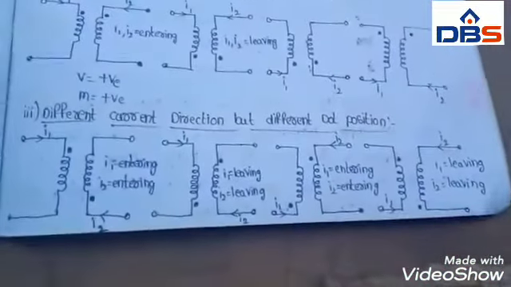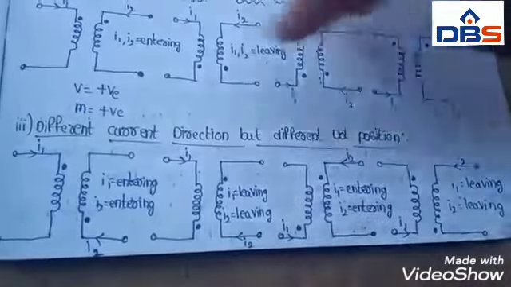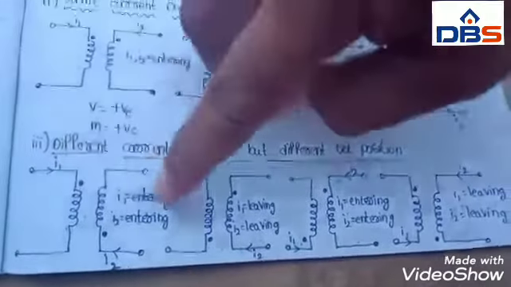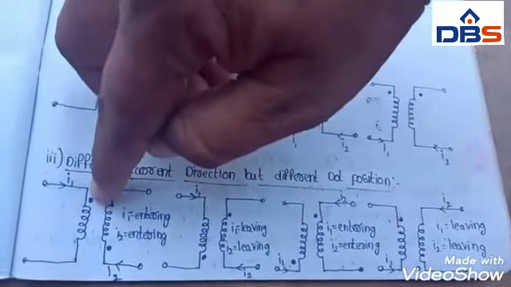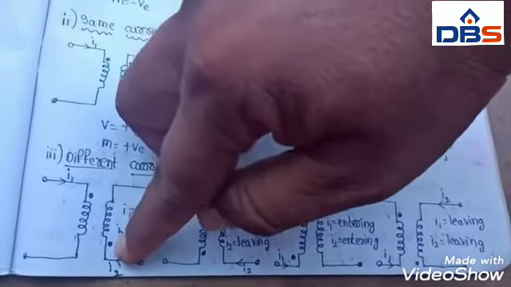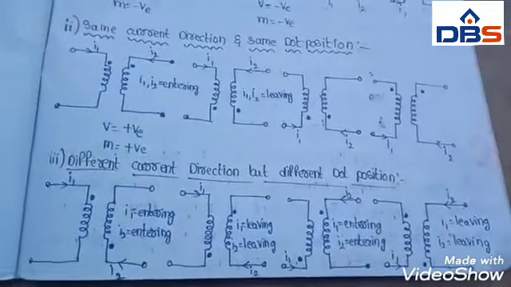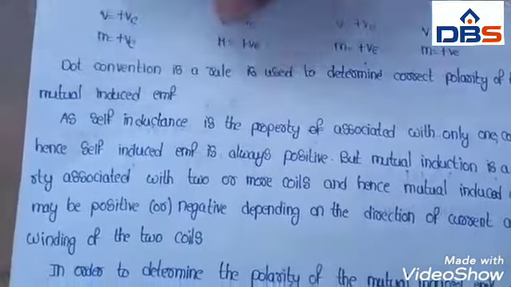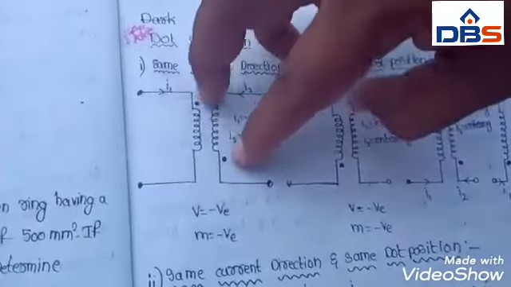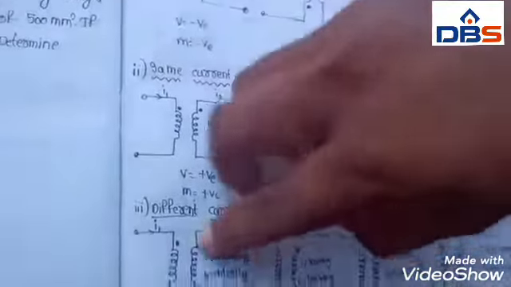The third one is different current directions but different dot positions. Coil 1 has incoming current and coil 2 has outgoing current, and the coil 1 dot position is incoming and coil 2 outgoing. So here also the voltage is positive and the mutual inductance is also positive. Because here one is same and another one is different, that's why negative. Here both are same, positive. Here both are different, that's why positive. So like that.